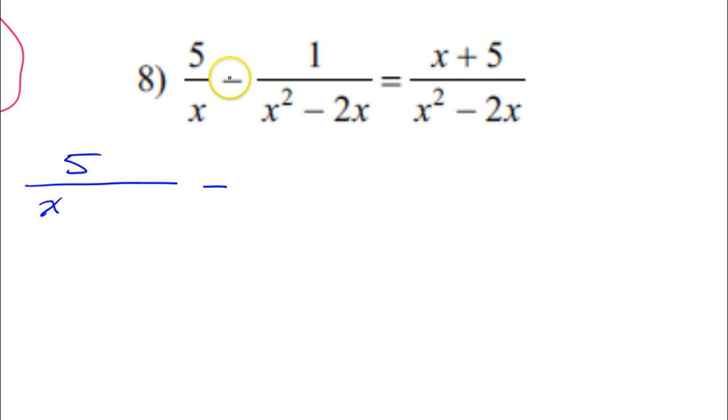See this negative? I'm going to go ahead and put it up here on the 1. So I'm going to make this a plus, and put that negative up here immediately. So there's that negative 1 now. There's a common factor of x. So if you pull out the GCF, that's x times x minus 2.